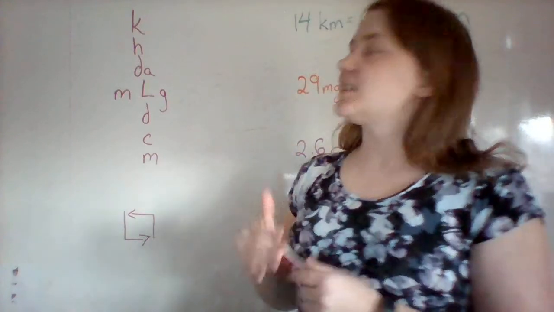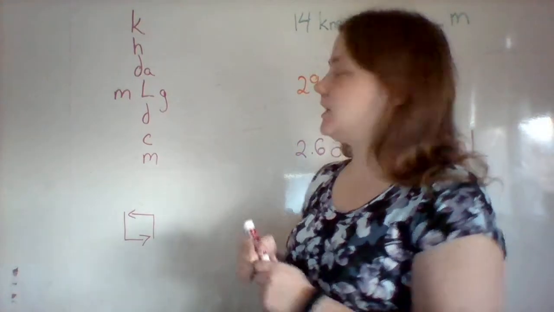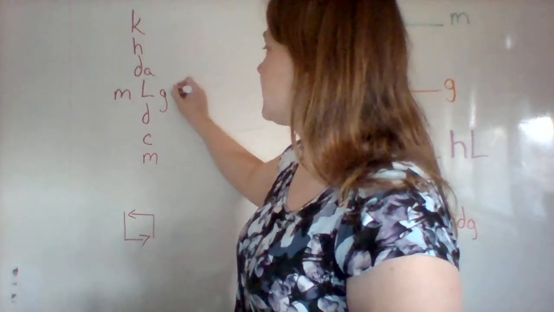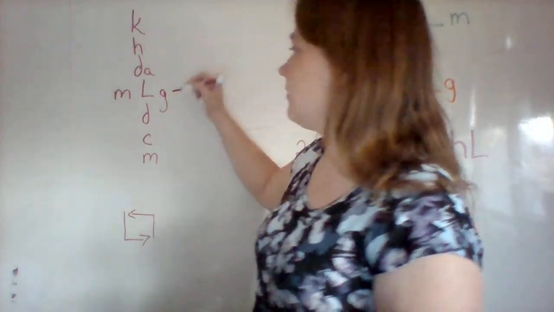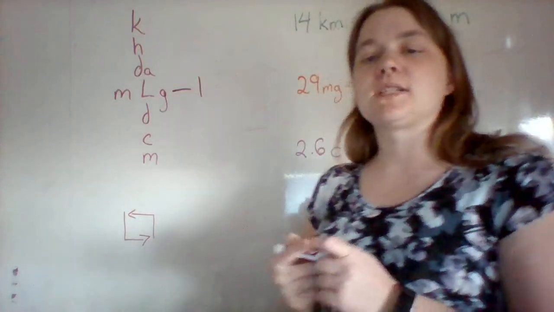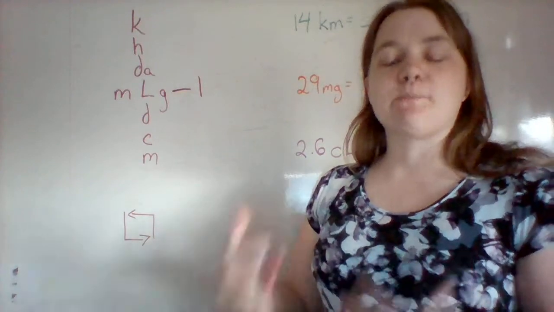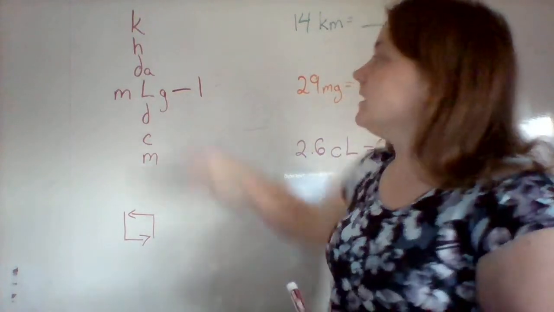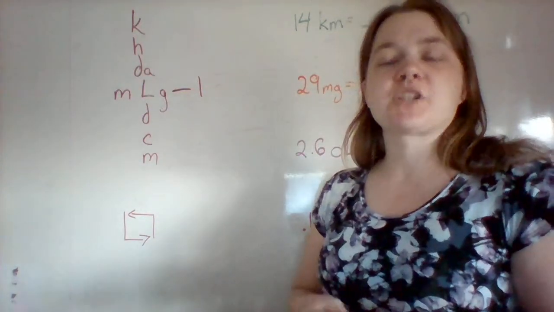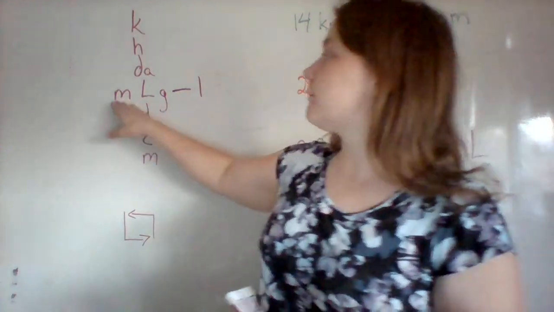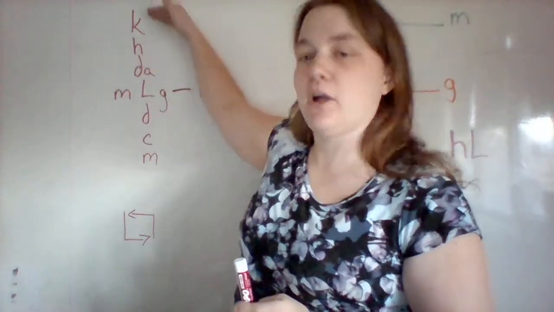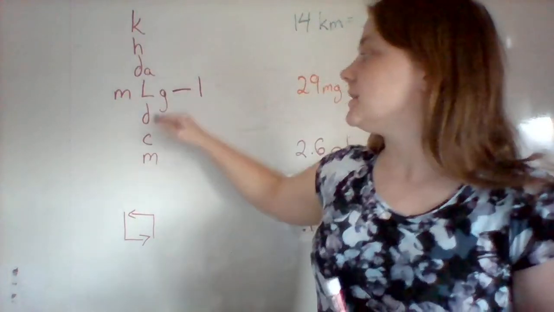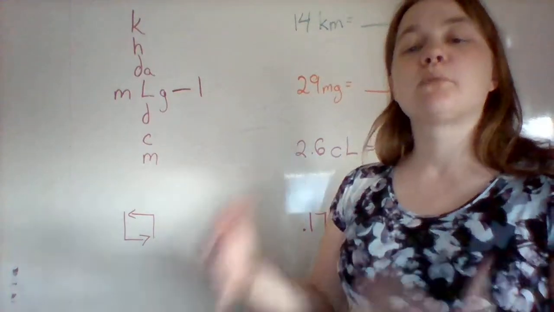But it doesn't start at 1 down here. The base of this is right here. Meters, liters, grams, that's the base. That's 1. Deca is actually a prefix that you can put in front of meters, liters, and grams. These are all prefixes. Kilo, hecto, deca, deci, centi, milli are all prefixes.